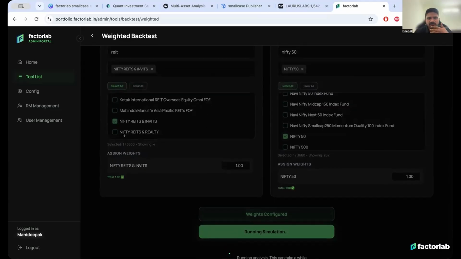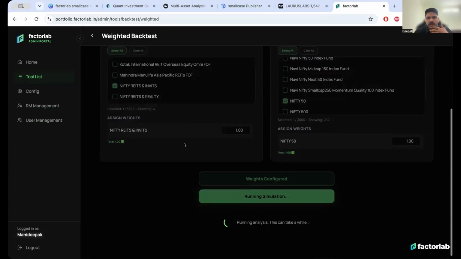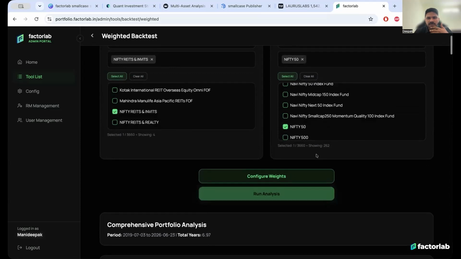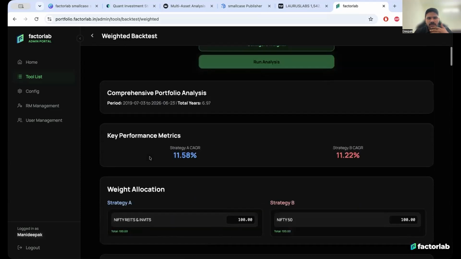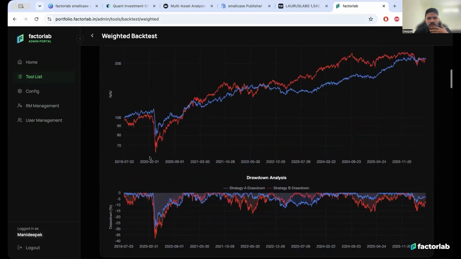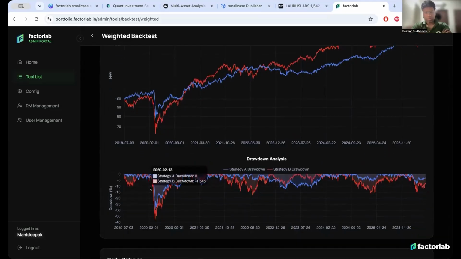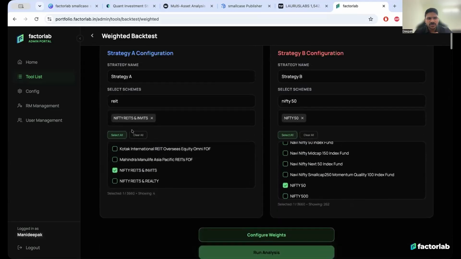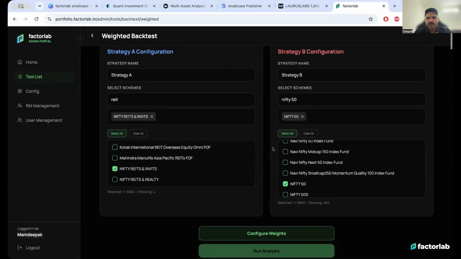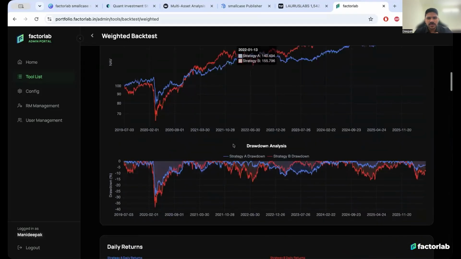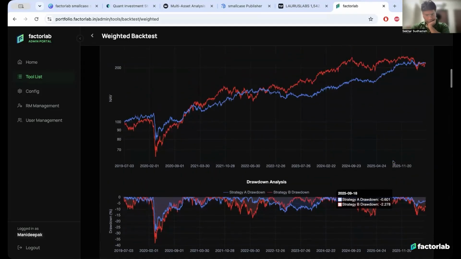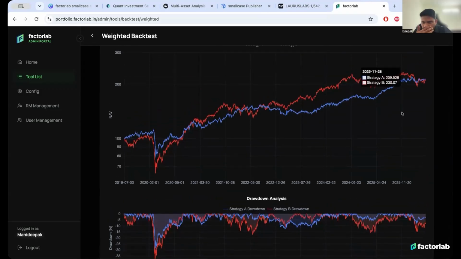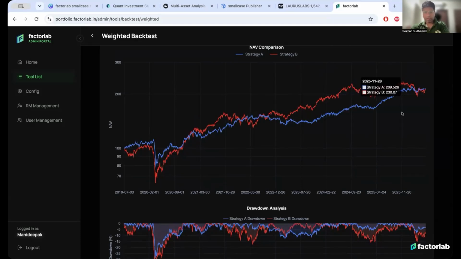So basically, I've taken Nifty REITs and InvITs on one hand, and on the other hand, I've taken Nifty 50. The red line is strategy A, which is Nifty REITs and InvITs, and the blue line is Nifty 50, right? Sorry, Shekhar. Blue line is strategy A, Nifty REITs. Red line is index, Nifty 50 index.